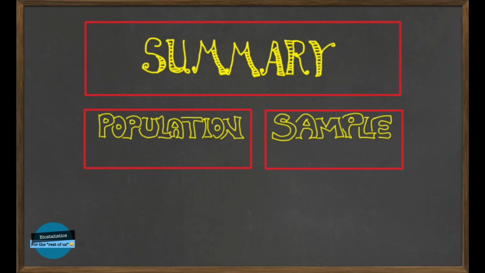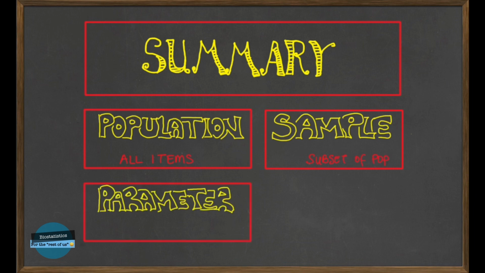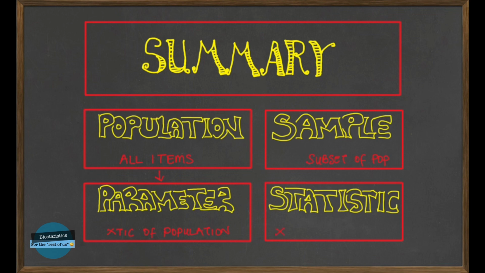A population is the collection of all the items of interest in a study. A sample is a subset of the population that you collect data from, and a parameter is any measurable characteristic of a population, while a statistic is any measurable characteristic of a sample. In my next video, God willing, we will go into details concerning parameter and statistics.